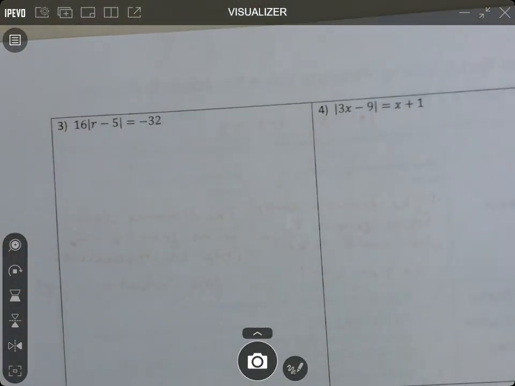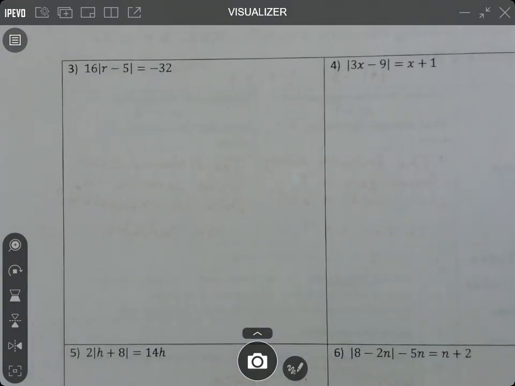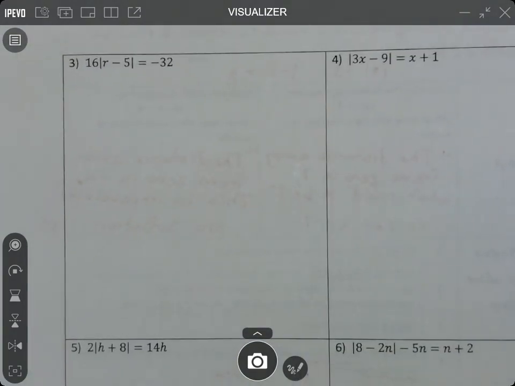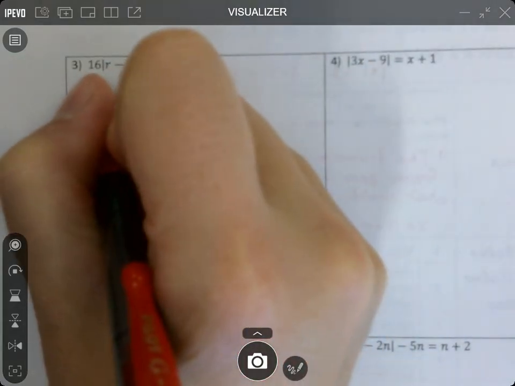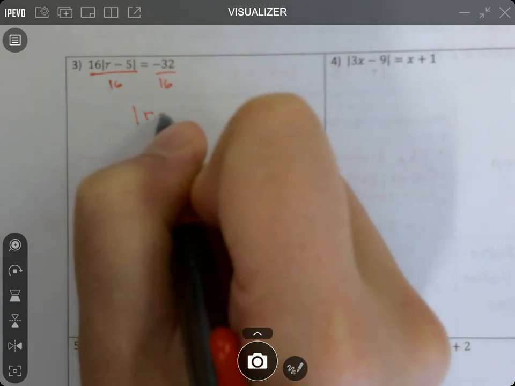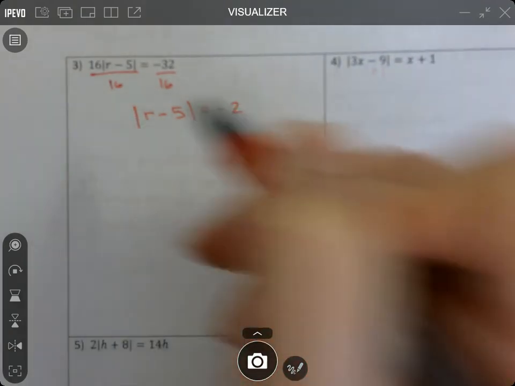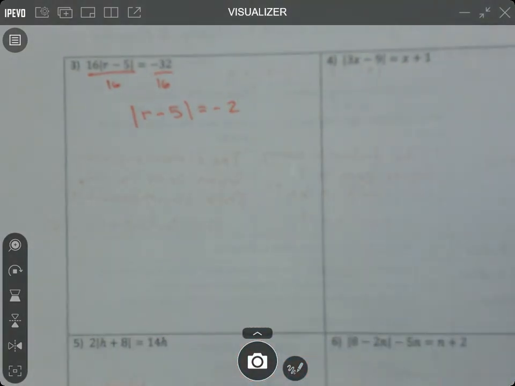Okay, on the back here. What do I do with this number 3? Both of you saying divide by? Okay. So remember I said the absolute value is like a little armored car. They're not parentheses, so you can't distribute. We want to get rid of that 16. So I agree with you guys, divide by 16. And I've got the absolute value of r minus 5 equals negative 2. All right, get yourself set and decide what you're doing next.